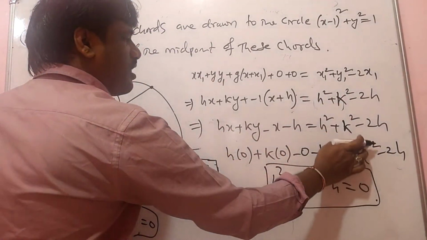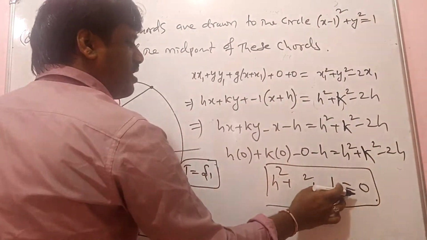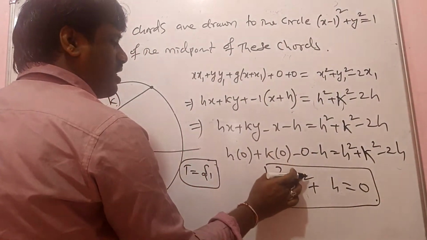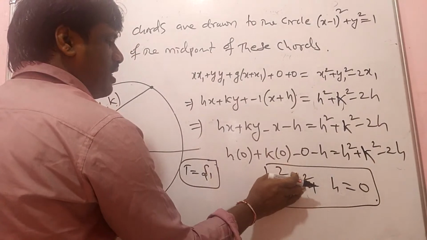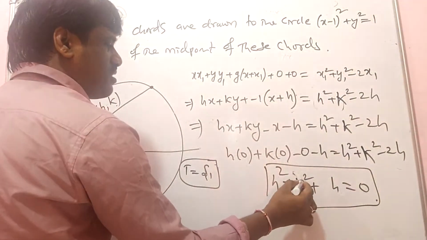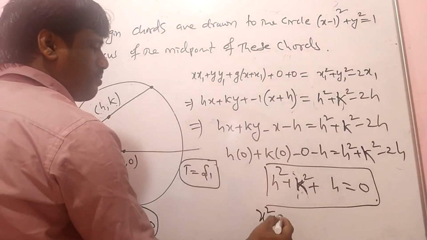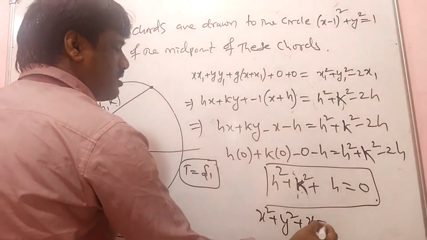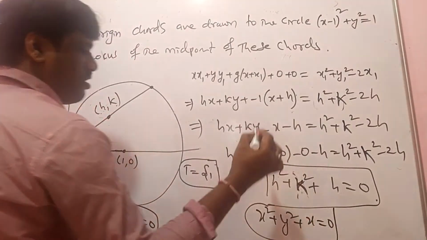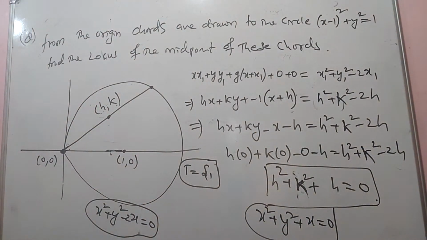So k square, finally we write as k square, and this is y square. So we replace h with x and k with y. So x square plus y square plus x is equal to 0 is the equation of the required answer. So this is the answer.